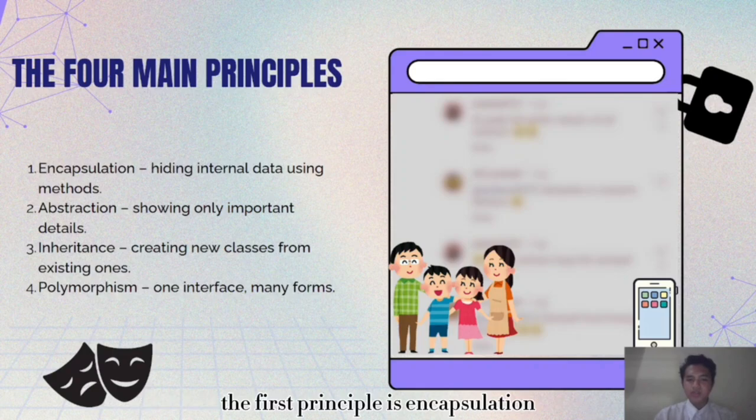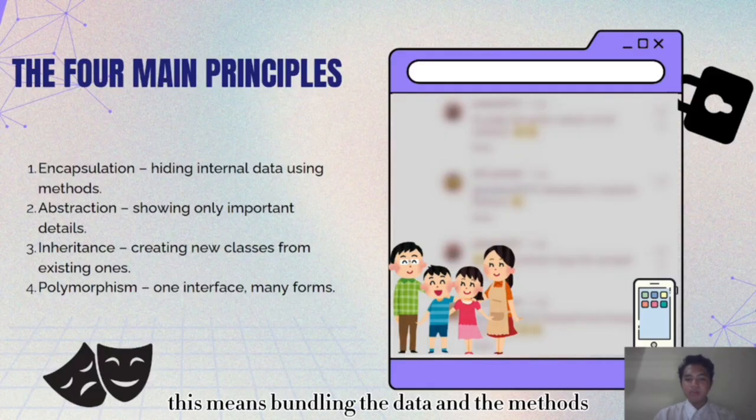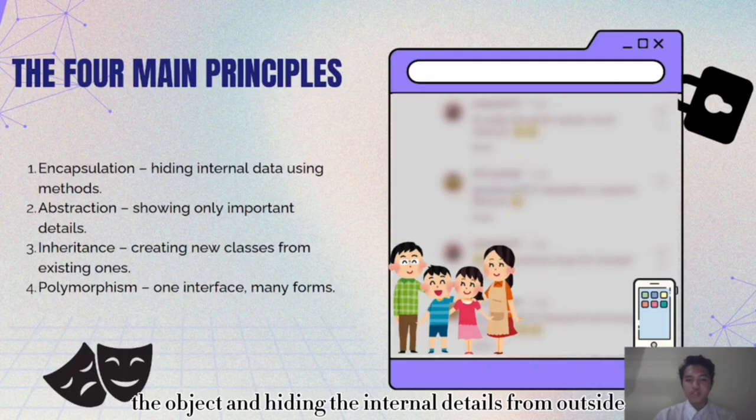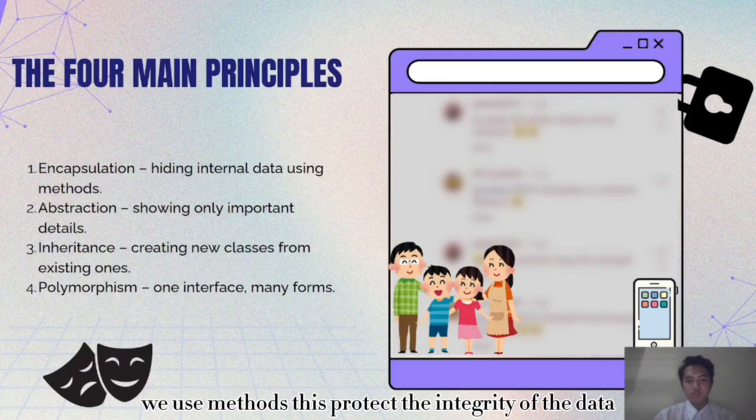The first principle is encapsulation. This means bundling the data and the methods that operate on that data into a single unit, the object, and hiding the internal details from outside. So instead of accessing the data directly, we use methods. This protects the integrity of the data.